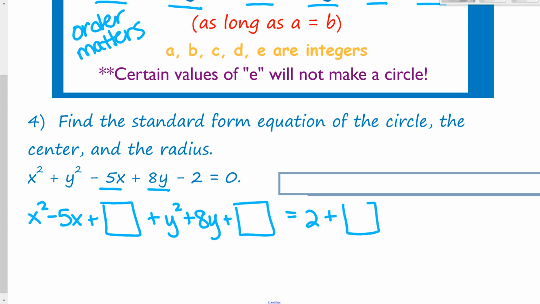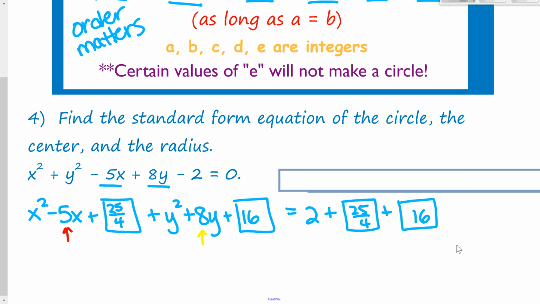And then whatever I added to the left when I completed the squares, I'm going to add those numbers to the right. So again, looking at the x part, take half of this number. Don't try to do it with decimals. It is so much easier if you do it with fractions. So half of -5 is -5 halves. Square it, you get 25 fourths. Add that to the other side. And then for y, half of this number is 4. Square that, you get 16. Add that to the other side.